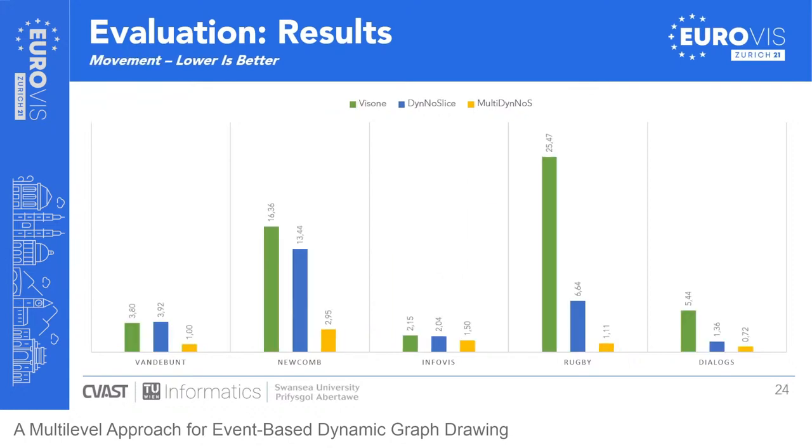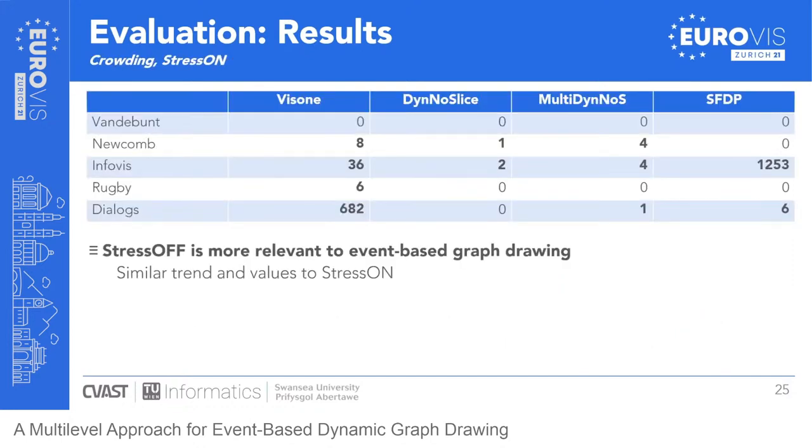Multi-dynos is designed to provide low movement layouts. As we saw previously, VZONI struggles with event-based data, and you can see that here in the movement figures in the rugby and dialogues graphs, which are event-based. Concerning crowding, for most graphs there was none. DynoSlice and multi-dynos perform similarly in this regard. VZONI had the worst crowding on the dialogues graph, while SFDP has very high crowding on InfoVis, suggesting an airball layout. Stress on values had a similar trend to stress off and can be found in the paper.